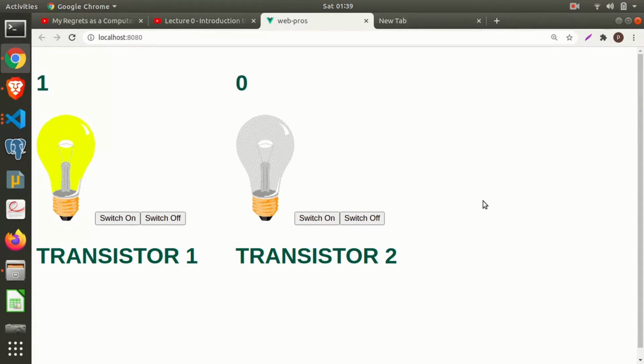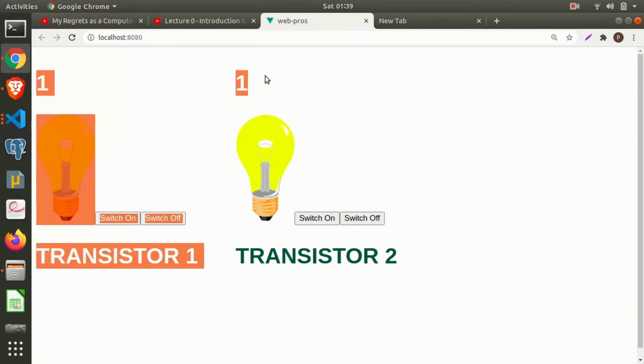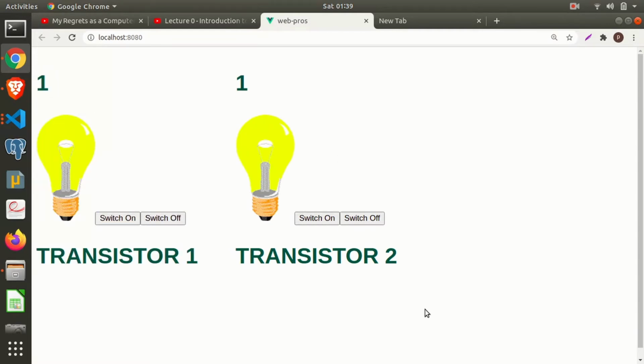To represent 2, we need to switch on bulb 1 and switch off bulb 2. 2 is represented as 1 0 in binary. Now to represent 3, we need to switch on both the bulbs. 1 1 is represented as 3. Now we are representing 4 values. Using two transistors, we can represent 4 values.